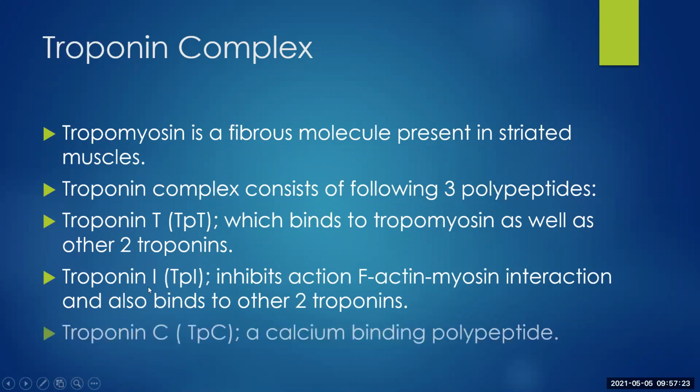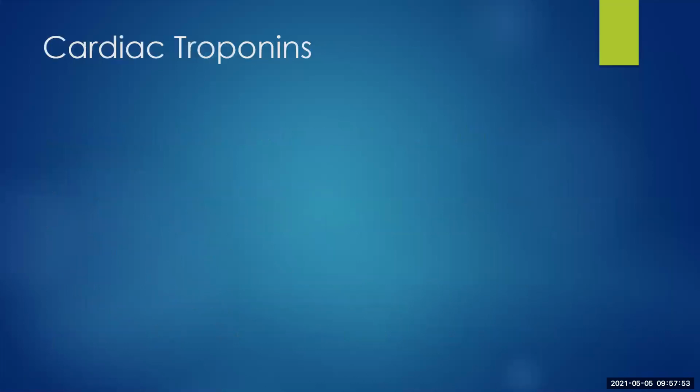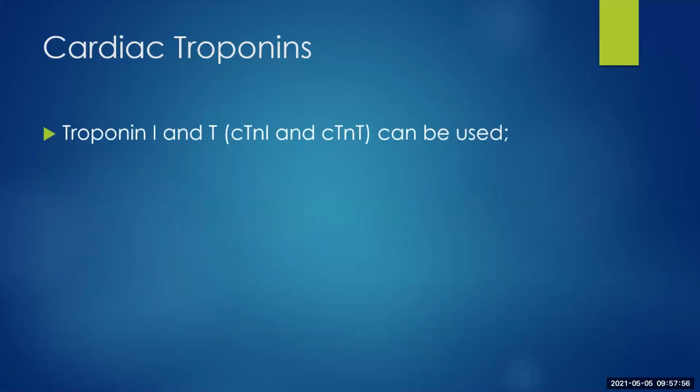Now, because of troponin C's non-specificity and its function of binding to calcium, it can be said that it does not carry much use in diagnosis of cardiac injury. Okay, so out of the 3 molecules in the troponin complex, troponin T and troponin I play a very important role in assessment of cardiac injury. So let us see cardiac troponins, again, troponin I and troponin T.